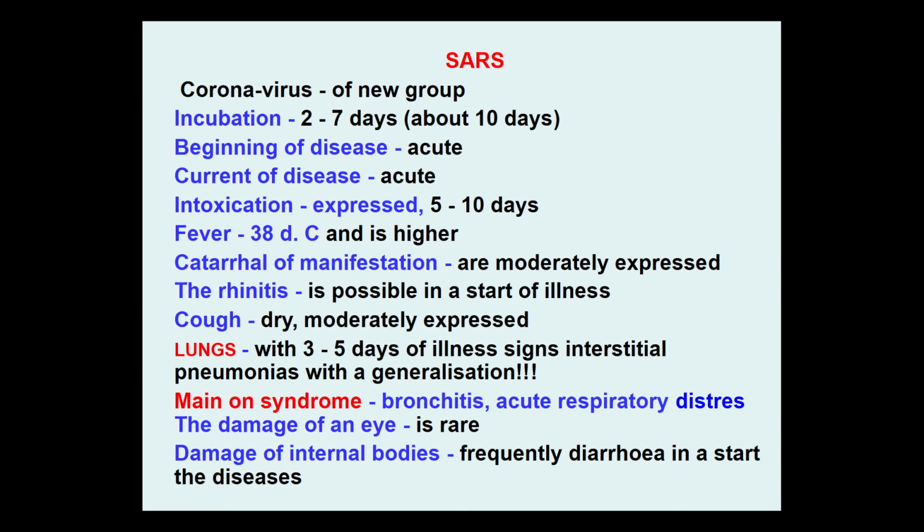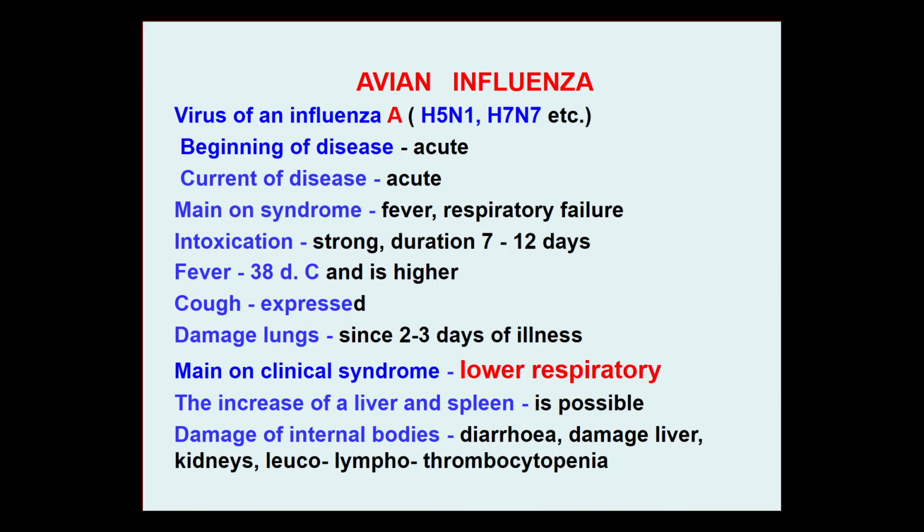Incubation 2 to 7 days, or maybe up to 10 days. Acute beginning, acute course of disease. Express intoxication 5 to 10 days. Fever 38 and higher, catarrhal manifestation moderately expressed, rhinitis possible at start of illness, cough dry moderately expressed. Lungs with 3-5 days of illness, signs of interstitial pneumonia with generalization, main syndrome bronchitis, acute respiratory distress. Damage of the eye is rare, damage of internal organs: frequently diarrhea at the start of disease.